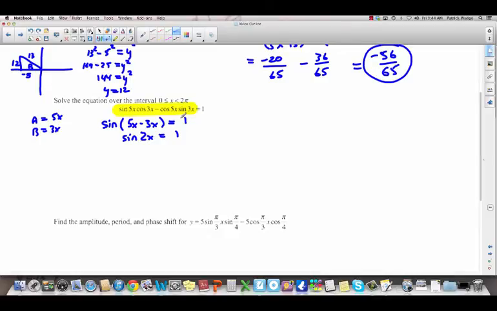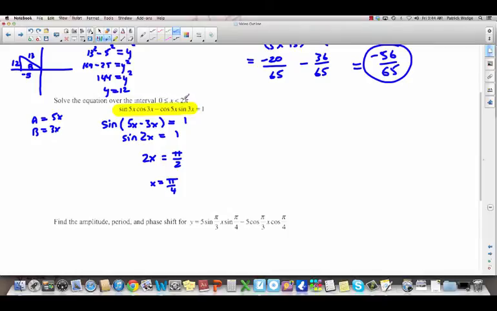Okay, this is kind of like what we did last time. If the sine of some amount equals 1, well, you know when sine equals 1. Sine equals 1 when the angle is pi over 2, 90 degrees. Is that what x equals? No, that's what 2x equals. So if 2x equals pi over 2, then x equals, well, divide both sides by 2, you get pi over 4.